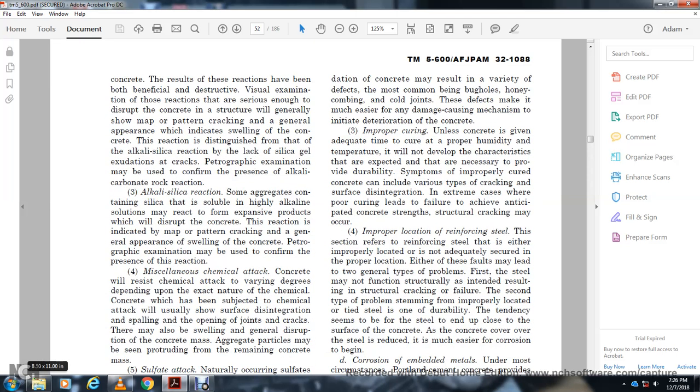Alright, number 4, miscellaneous chemical attack. Concrete reacts to chemical attack to varying degrees, depending on the nature of the chemical the concrete has been subjected to. It usually shows at the surface with disintegration, opening of the joints, cracking, as well as swelling and general disruption of the concrete mass, with aggregate particles protruding from the remaining concrete.